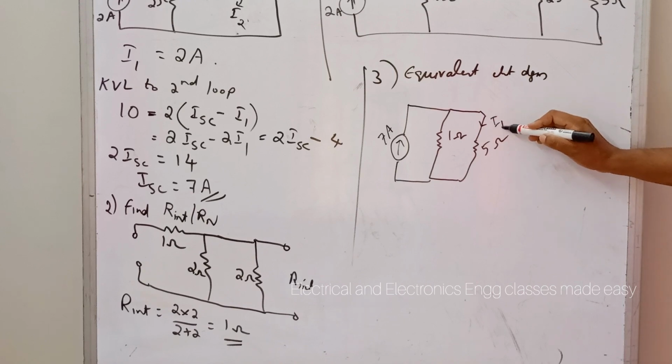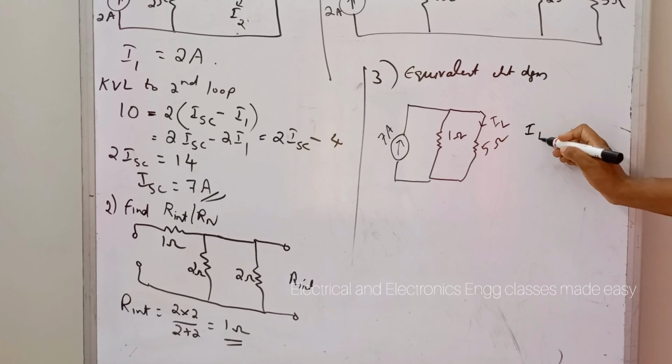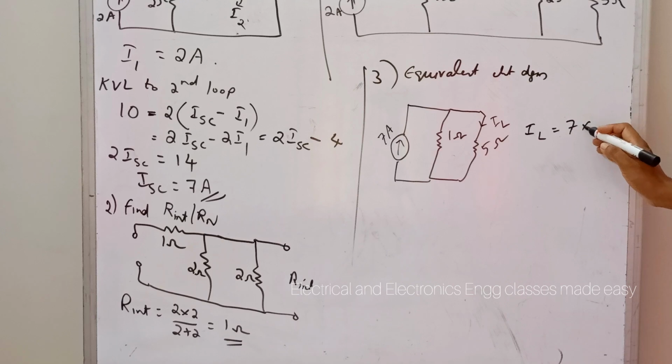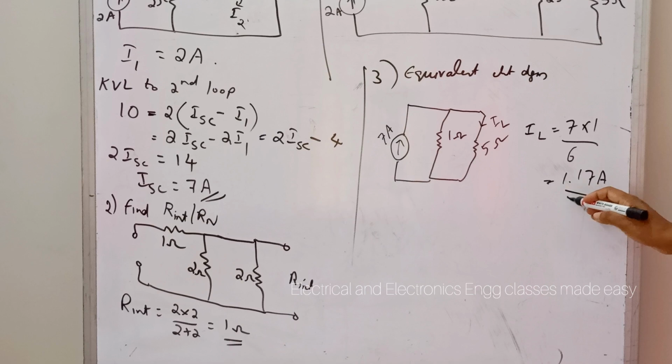Let it be IL. So IL is equal to total current into, that is 7 into the resistance of the other branch divided by total resistance, that is 6, and that is equal to 1.17 ampere. So in this way we are applying Norton's theorem and finding the value of current.